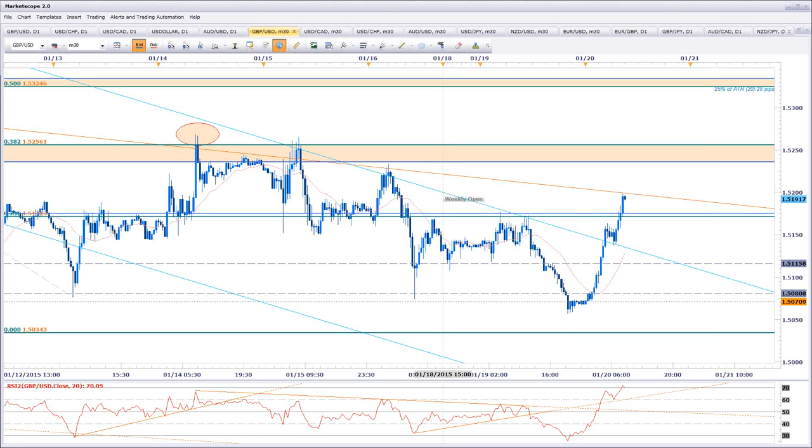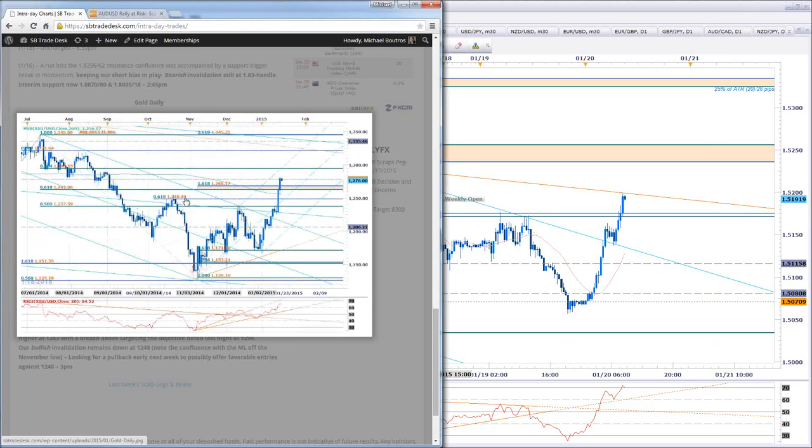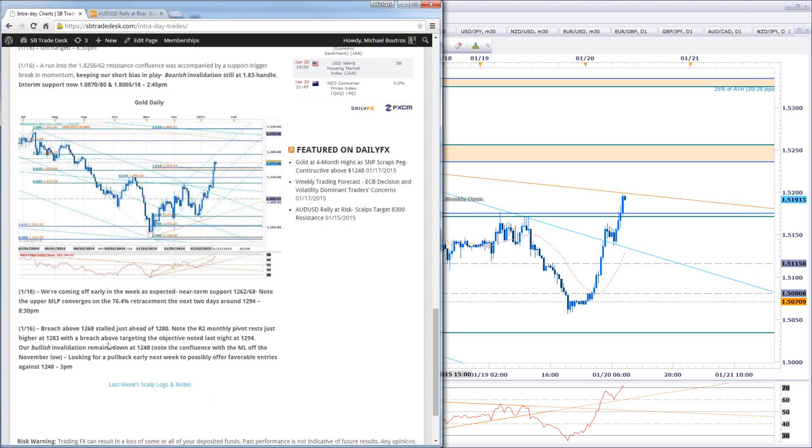All right, last but not least, the trade setups we've been following on SB on the intraday trade is going to be gold. Textbook, guys. Long side was in play since last week. We said last week that we're looking for a pullback early in the week to favor long entries, and 1248 was the invalidation level, a topside break, and you're looking for a move on 1294. This was posted last week.